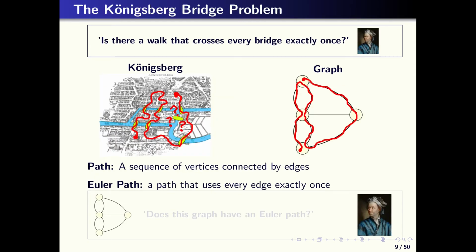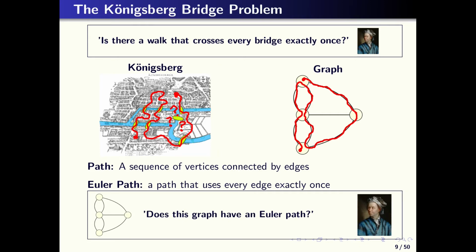We're interested in a path, which is a sequence of vertices connected by edges, and we're interested in a particular kind of path, which is now called an Euler path, which is to say a path that uses every edge exactly once. So this question of, is there a walk that crosses every bridge exactly once, is just the same as saying, does this graph have an Euler path?